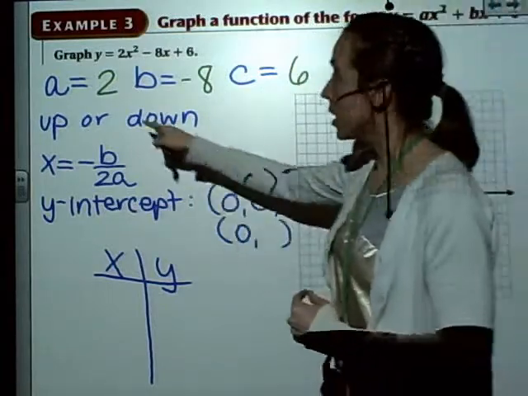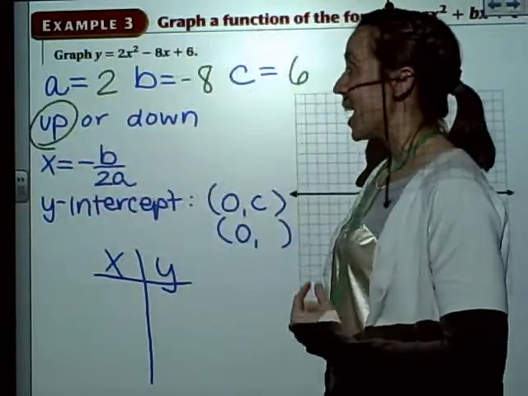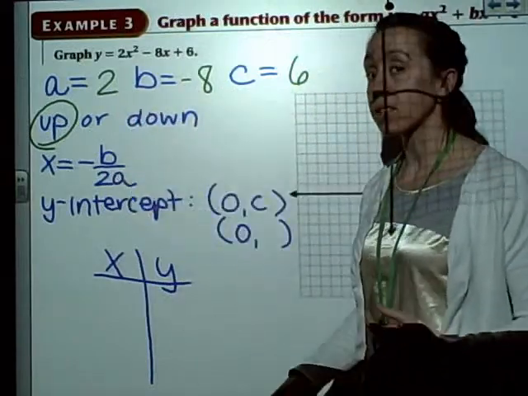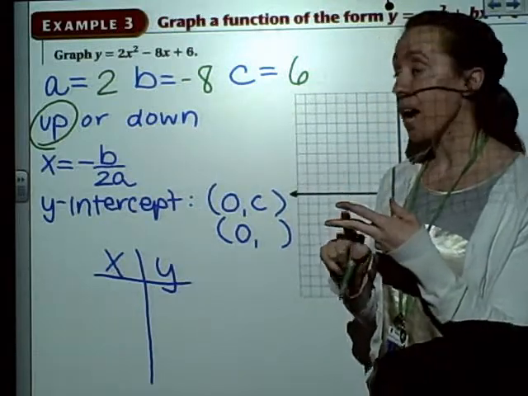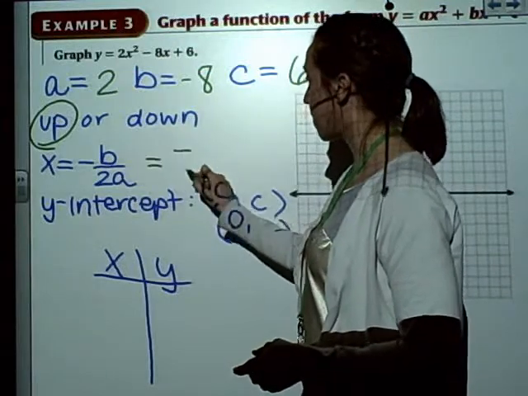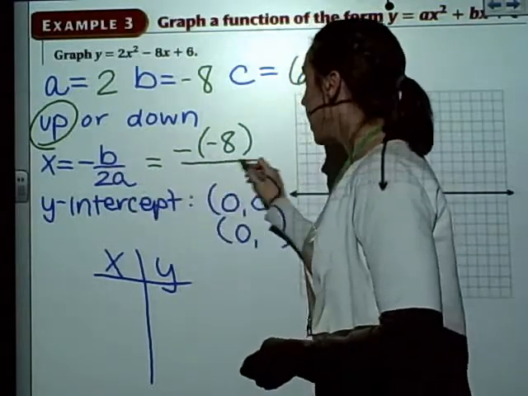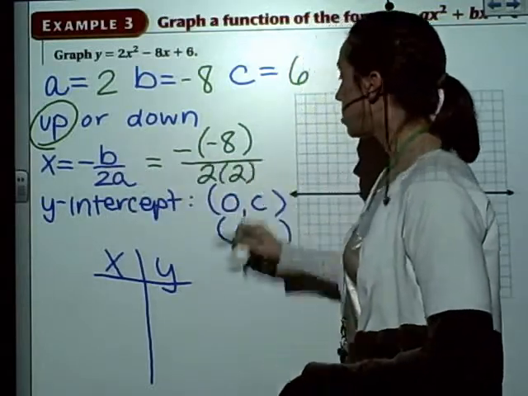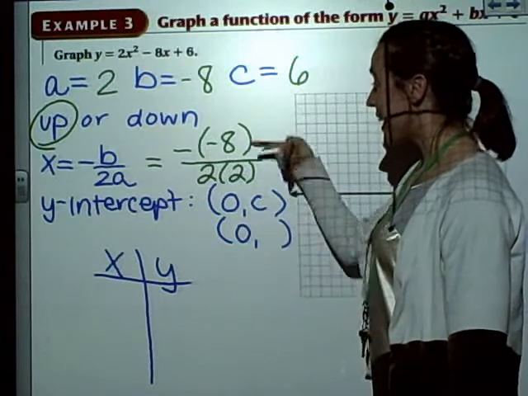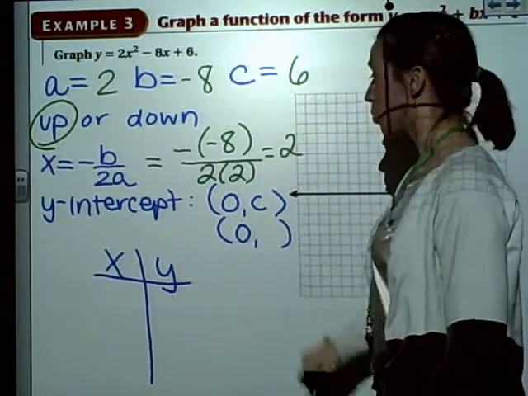I know that because my a value is positive, my parabola is going to face up. And I can take those a, b, and c values and put them through this little formula here, and that's going to tell me my axis of symmetry and half of my vertex. So I'm going to take negative 8 and put it in there for b. So I have negative, negative 8. Remember, that formula is a negative, divided by 2 times 2. When I simplify that a little bit, negative times negative is positive. I get 8 divided by 4, which gives me 2.